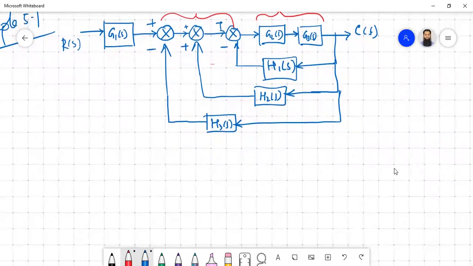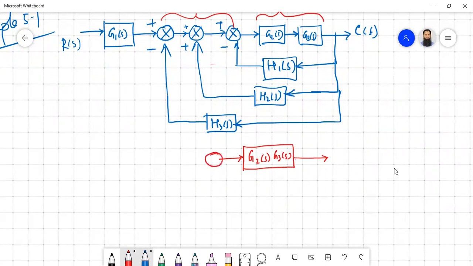The first thing let us apply is G2S and G3S multiplied together, so cascade form. Now we have one single block. The second thing is we can apply one junction instead of three. So what we can do here is one will be coming out from here, maybe one from here, one from here. So this is your H1S.